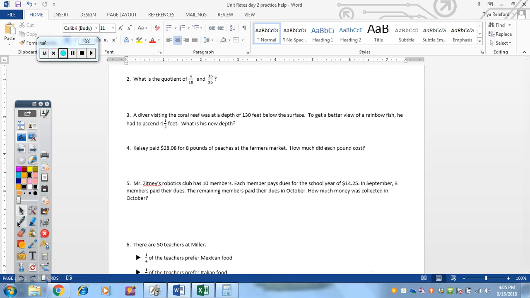Number 2, again, my fractions are different than yours, but quotient means to divide. So, let me start over where I've got some room. Quotient means to divide, so I am dividing 4/18 divided by 16/36. I know those are different numbers than what you have, but it's the same process. Step 1 is improper fractions, which I don't have to do. Step 2 is keep, change, flip. If you flip this first one, you get the wrong answer.